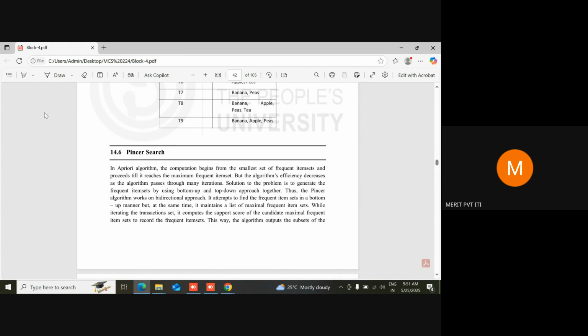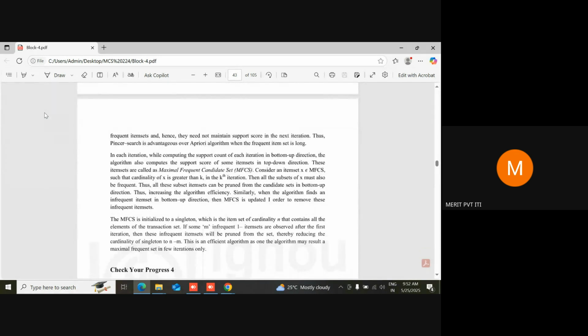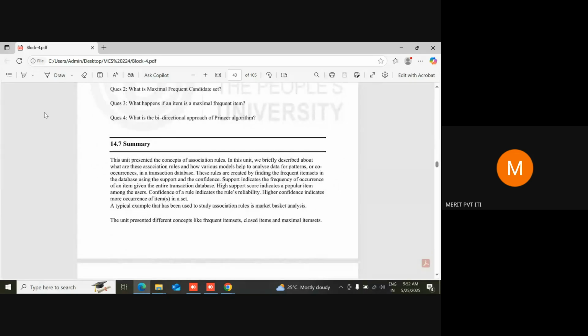So this works in both ways. It attempts to find the frequent item sets in a bottom-up manner, but at the same time it maintains a list of maximal frequent item sets. While iterating over the transaction set, it computes the support scores of the candidate maximal frequent item sets to record the frequent item sets. This way, the algorithm outputs the subsets of the frequent item set, and hence they need not maintain support scores in the next iteration. Thus, Pincer search is advantageous over the Apriori algorithm when the frequent item set is long. So this is where Pincer search becomes much better.